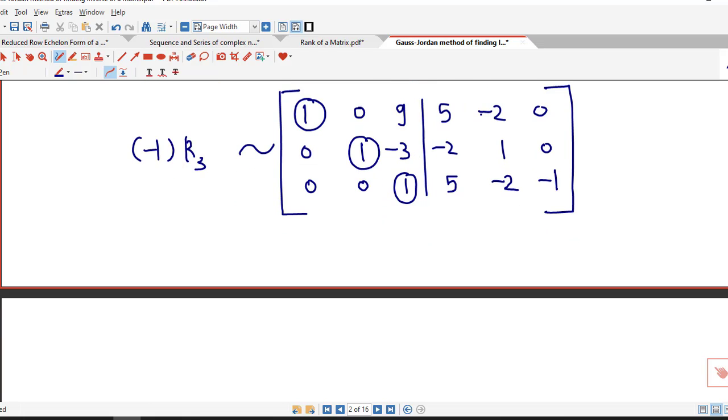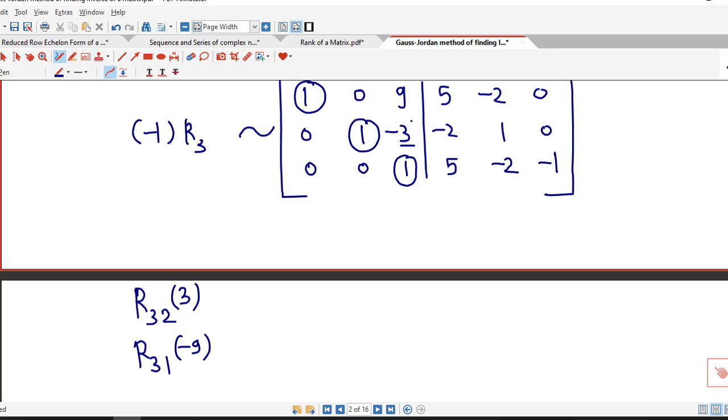So for that we have to multiply third row by 3 and add in second row, so that we obtain 0 here. Similarly, we multiply third row by -9 and add in first row to obtain 0 here. So third row remains as it is, 0, 0, 1, 5, -2, -1.